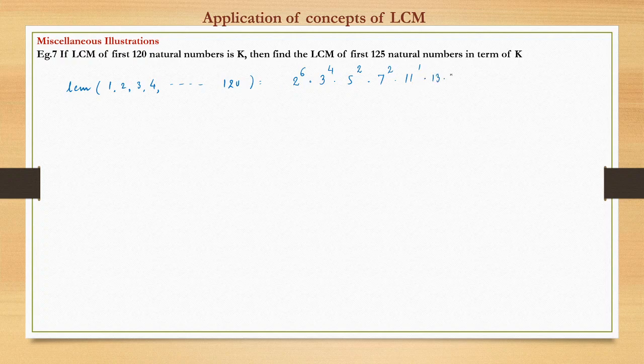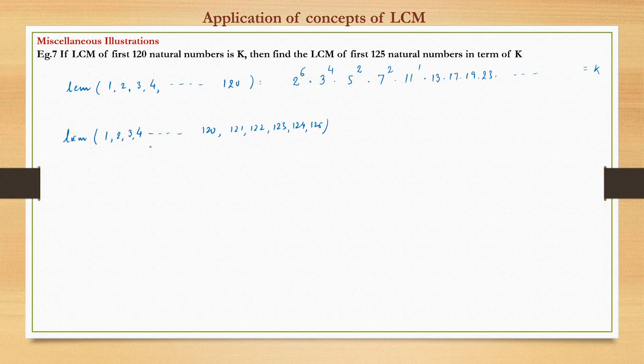Similarly, for the prime numbers 13, 17, 19, 23, and so on, we have index 1 only. So this is the LCM, which is given as K. Now we have to find the LCM of the first 125 natural numbers. So 1, 2, 3, 4, up to 120, then 121, 122, 123, 124, and 125.